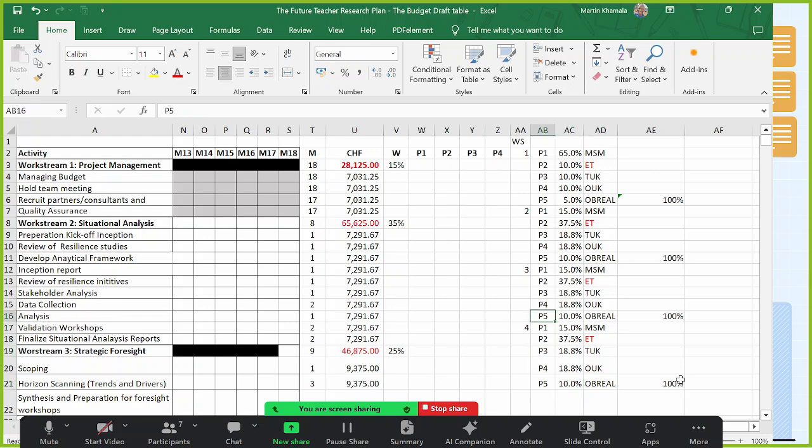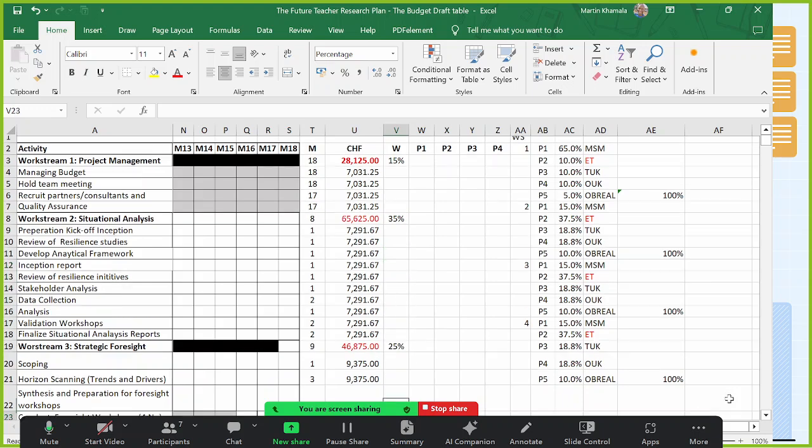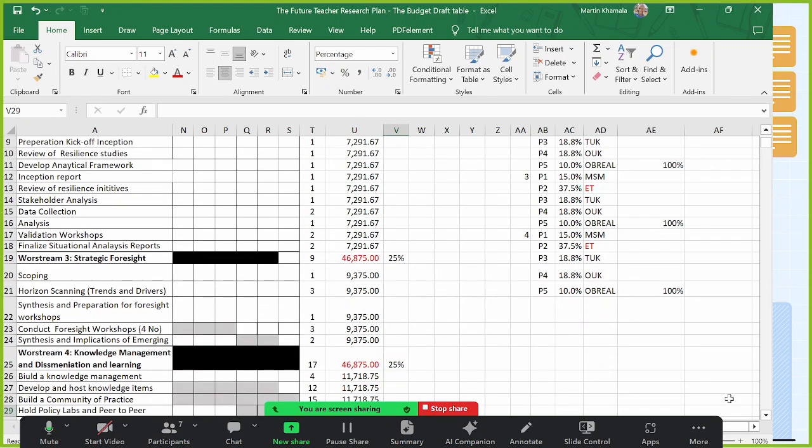Okay. So the next one is number 3. Is this one for the work stream on strategic foresight: scoping, horizon scanning, synthesis and preparation for foresight workshops, then conducting foresight workshops, and synthesizing the implications of merging? I think that last one is analytical. So how are we saying this one? What is the involvement of MSM in that one? You can start with them. What do you say? Strategic foresight. What's the weight of involvement?